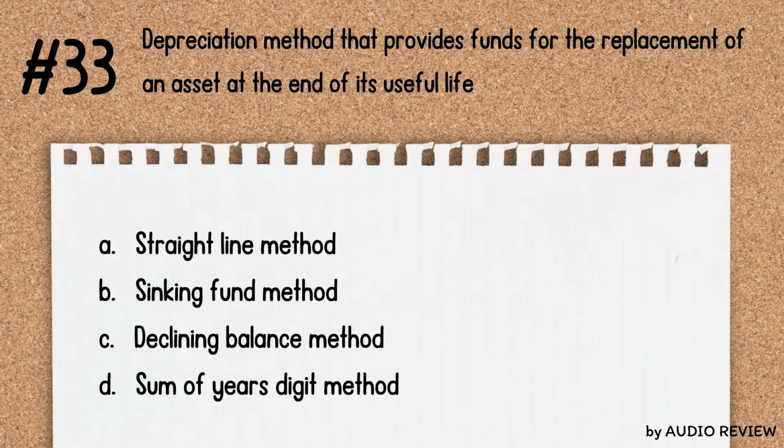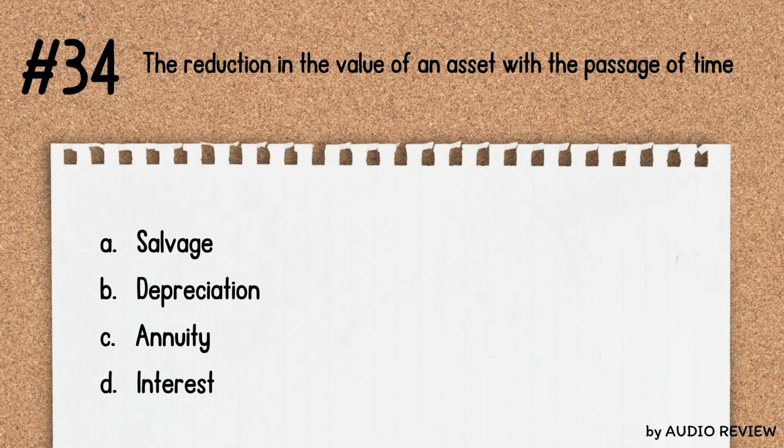Question number 33. Depreciation method that provides funds for the replacement of an asset at the end of its useful life. A. Straight line method. B. Sinking fund method. C. Declining balance method. D. Sum of years digit method. The answer? It's B. Sinking fund method. Sinking fund method. Depreciation method that provides funds for the replacement of an asset at the end of its useful life. Sinking fund method.